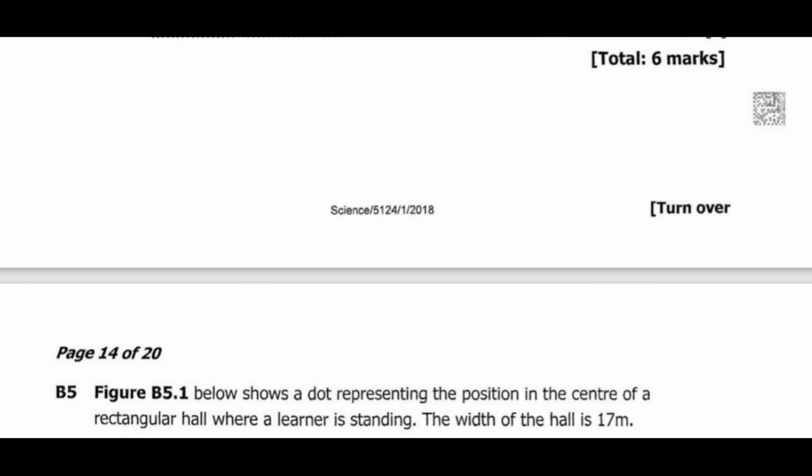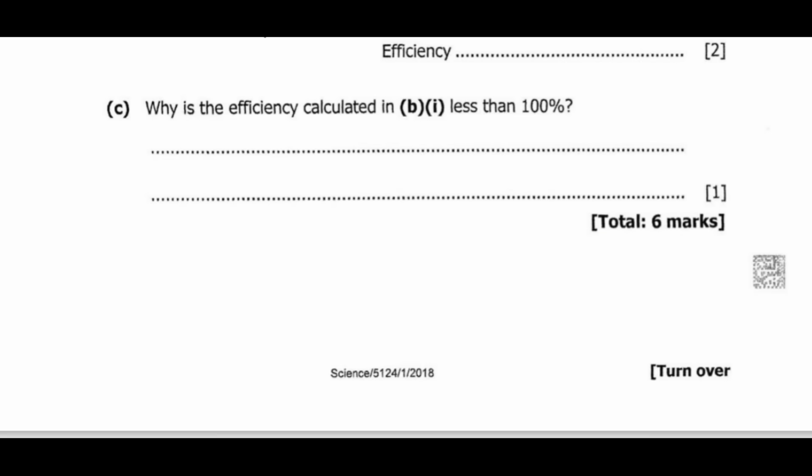Then for question C, why is the efficiency calculated in B1 less than 100? Well, the question is, why is efficiency less than 100? So when a machine is operating, it loses energy. The loss of energy can be in form of sound or friction. So as the machine is losing energy, its efficiency is reducing.